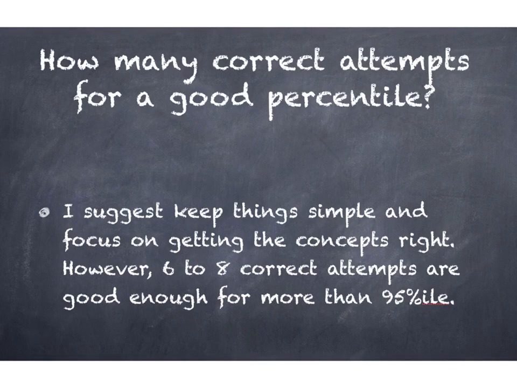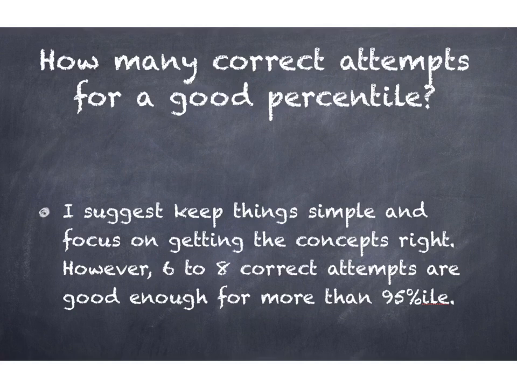Now, I get this question a lot: how many correct attempts for a good percentile? I suggest you keep things simple and focus on getting the concepts right. However, 6 to 8 correct attempts are good enough for more than 95 percentile. That means that out of 4 puzzles, you should get at least 2 right. The challenge in logical reasoning is that if you're not getting a puzzle right, usually you're unable to solve all 4 questions, but that's not always the case. So this is the answer: 6 to 8 correct attempts out of 16 questions are good enough for you to push towards 95 percentile.